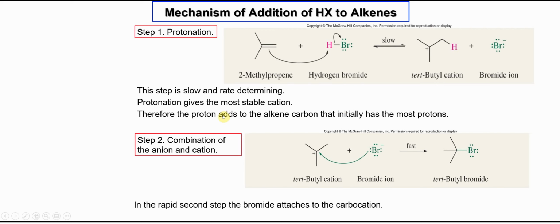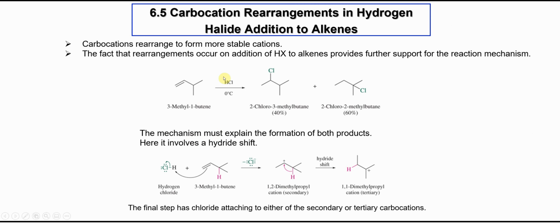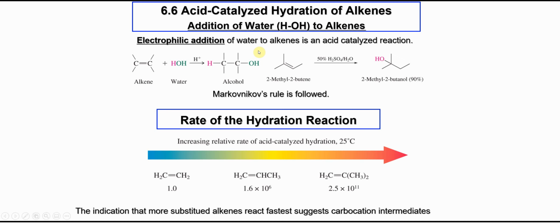So what's the mechanism of this reaction? Again, the mechanism is related to protonation and the combination of cation and anion, possibly subject to carbocation rearrangement in order to form more stable carbocations. So that's about your hydrohalogenation reaction.